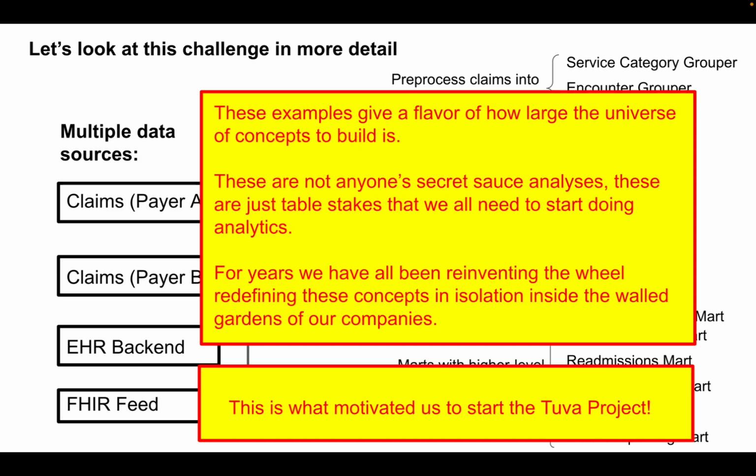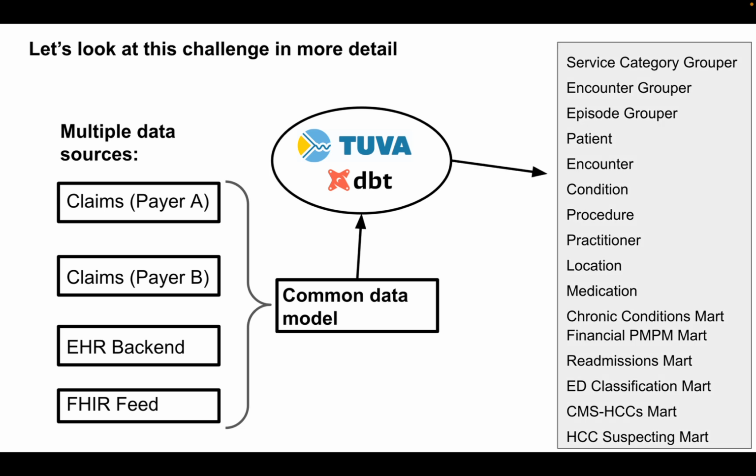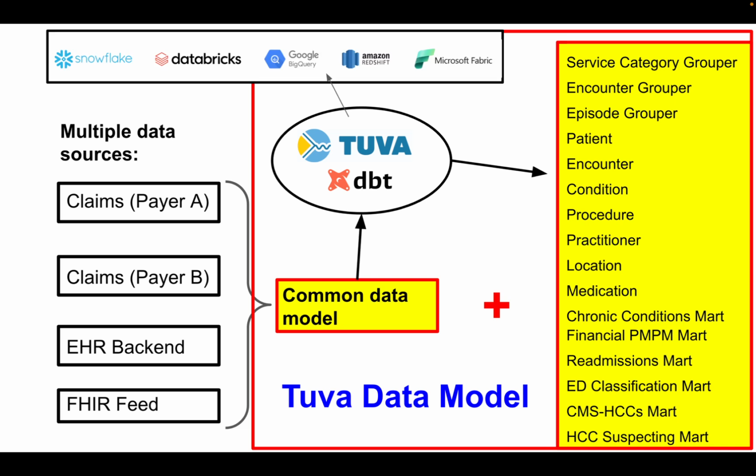So the Tuva Project is a dbt package that runs on top of a common data model, and it produces this universe of concepts organized into data marts. So the common data model that we designed to store both claims and clinical data together with the universe of data marts, all of this is the Tuva data model. Now the Tuva dbt package runs on all major cloud data warehouses, and you can use it to put all your data in the Tuva data model.